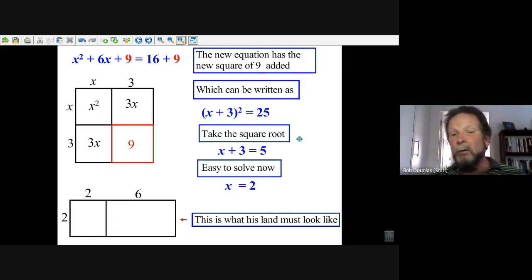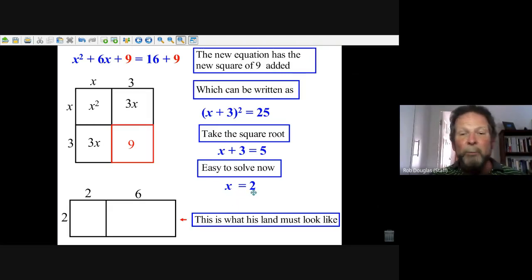And now the Babylonians were good at taking square roots. And we know how to do that too. The square root of 25 is 5 because 5 times 5 is 25. And the square root of x plus 3 squared is just x plus 3. When you take the square root of a square, it just cancels. And now you've got a really easy equation to solve. x must be 2 because 2 plus 3 is 5. Take away 3 from both sides. Well, these numbers are easy, but they actually did it with really hard numbers. They completed the square and were able to solve more complicated problems.